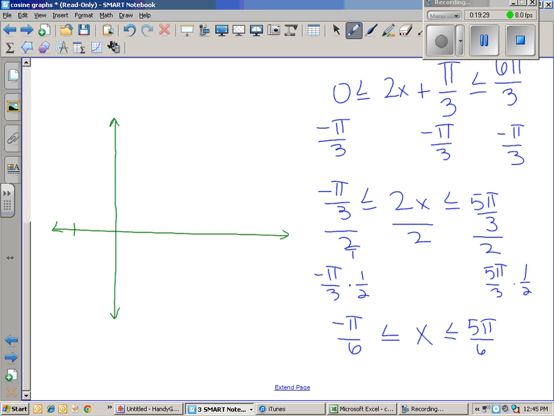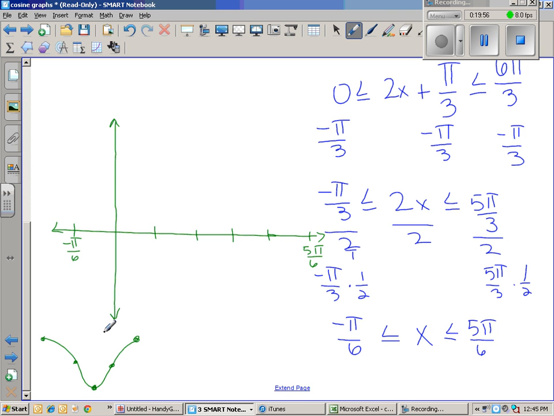So negative pi over 6, 0, 1 pi over 6, 2 pi over 6, 3 pi over 6, 4 pi over 6. Let's extend my line. 5 pi over 6. Okay, so remember, I'm going to show you this because I want you to understand. The normal parent cosine was up, down, zeros at halfway, minimum at halfway. This is parent. Oops, my bad. Thinking bubble. Okay, in our heads. Think.